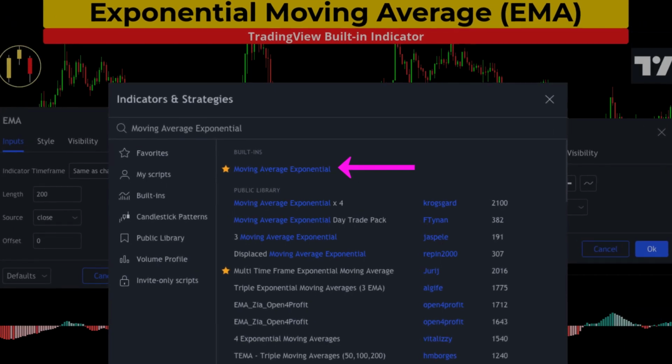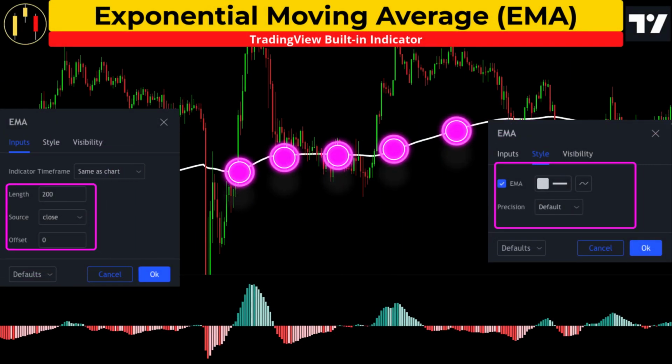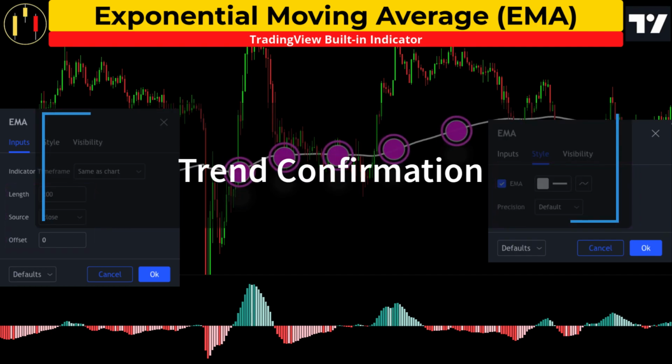The first indicator is the exponential moving average, or EMA. The length will be set to 200 and colored in white. The 200 EMA will be used for overall trend direction.